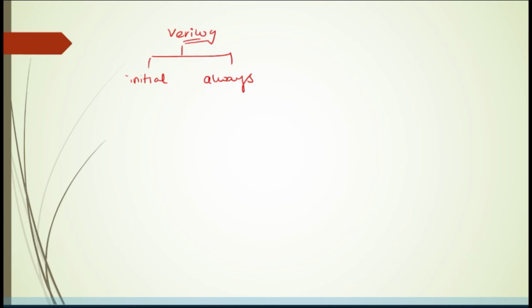So coming to Verilog, in Verilog you have two blocks, initial and always block, which will be running parallelly. That means they will be running parallelly, at zero time. So what does this mean?